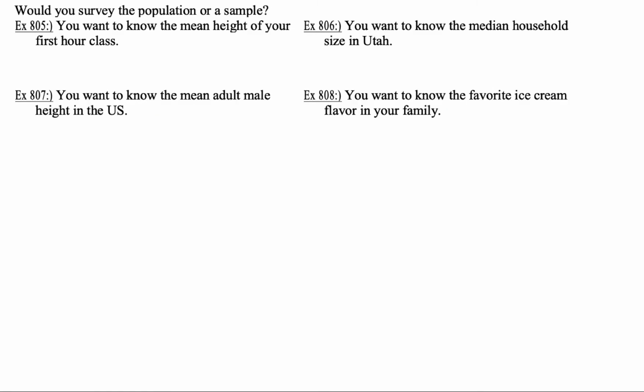Would you survey the population or a sample? Okay, earlier I mentioned that we use statistics when it's pretty much impossible or very difficult and expensive to survey the entire population. So you want to know the mean height of your first hour class. Well, your first hour class, probably between 20 and 35 students. You could measure all those given enough time. That one, I would go ahead and survey the population. Getting information from 35 people is doable. It's a little time consuming, but it's not going to be expensive. So I would go with the population. You'd get more accurate statistics out, accurate data.